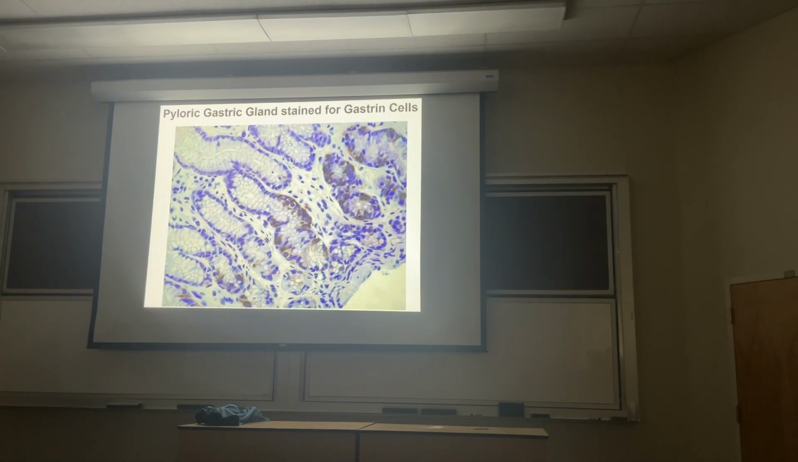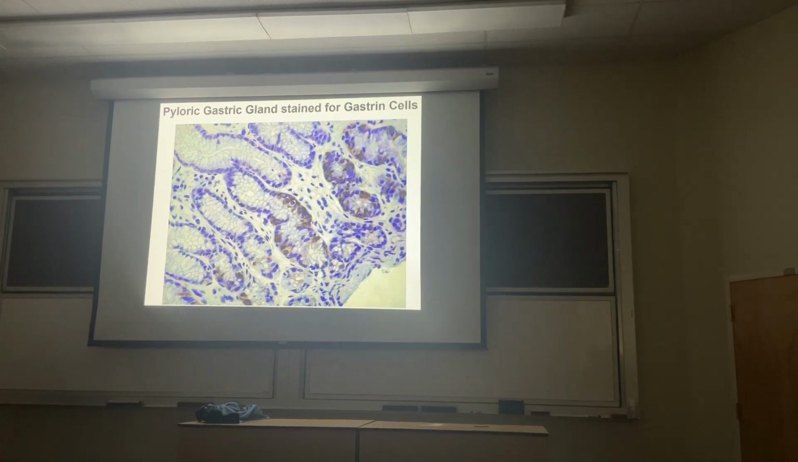This we're not going to see in the microscope because this has been specially stained for the G cells which produce gastrin, the hormone. And so you're only going to see those if this is like a histochemical stain. So here we've specially stained for the gastric G cell.